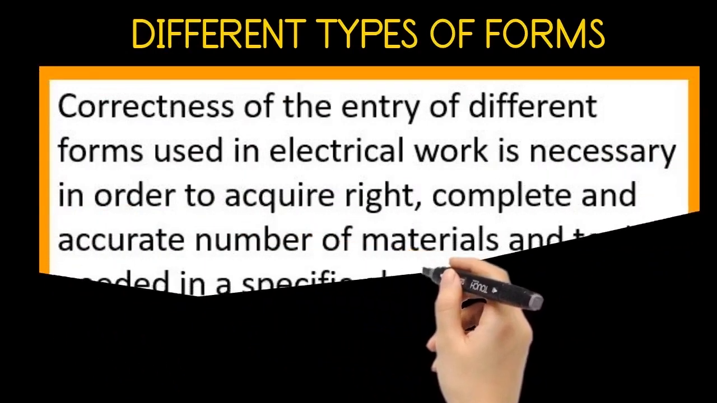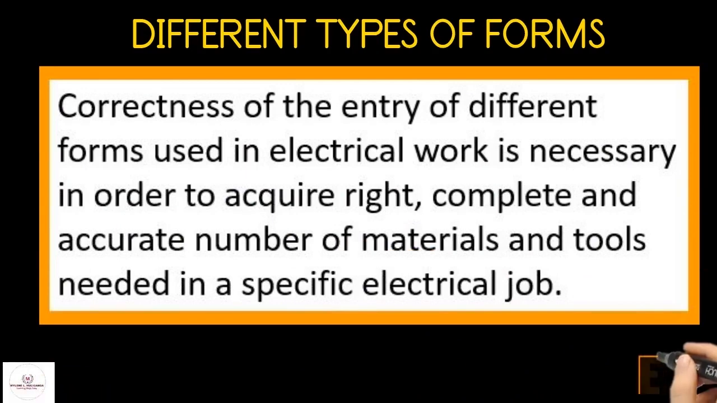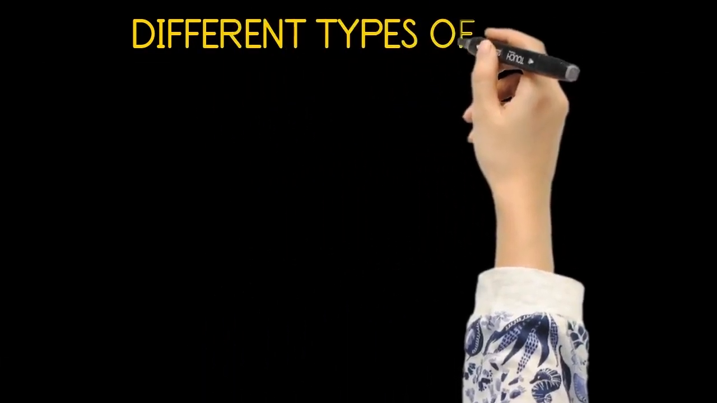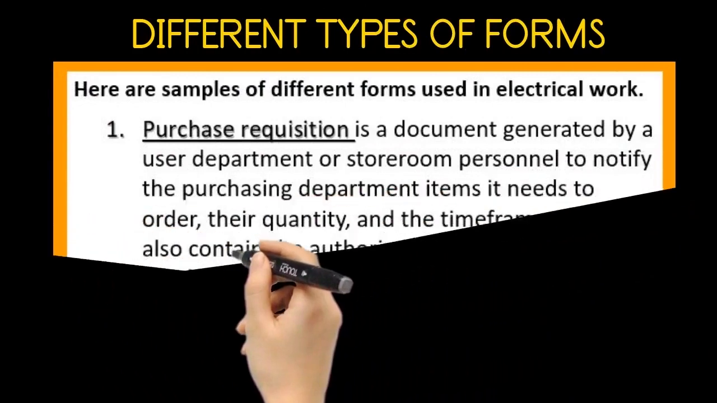The correctness of the entry of different forms used in electrical work is necessary in order to acquire right, complete, and accurate number of materials and tools needed in a specific electrical job. Here are samples of different forms used in electrical work. First is the Purchase Requisition Form.